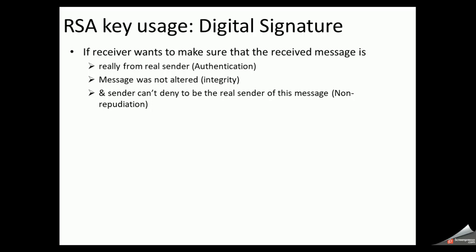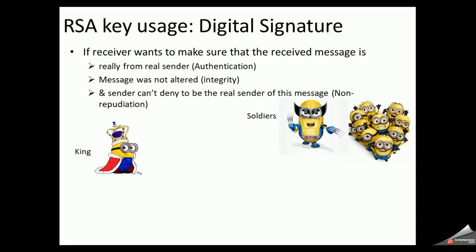The third one is that the sender cannot deny being the real sender of this message. That is non-repudiation. Now, to explain this whole scenario, I came up with a very interesting example of minions, where we have a king and some soldiers. Let's suppose the king wants to deliver a message to his soldiers: attack at dawn. The message also contains the from field, in which it's written that it is from the king. The message is from the king and it contains attack at dawn.